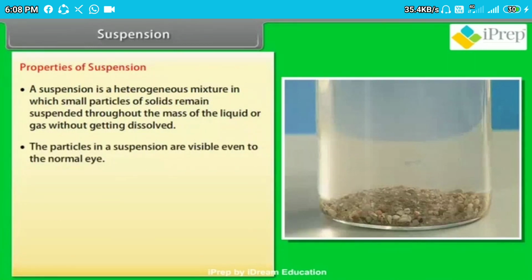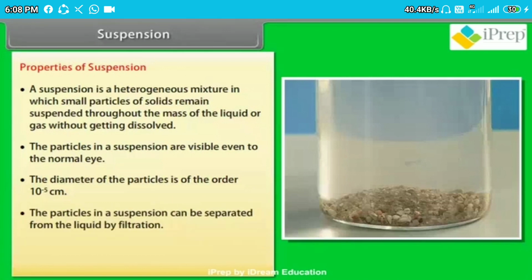The particles in a suspension are visible even to the normal eye. The diameter of the particles is of the order 10 raised to the power minus 5 centimeter. The particles in a suspension can be separated from the liquid by filtration. The particles of suspension will settle down on standing.